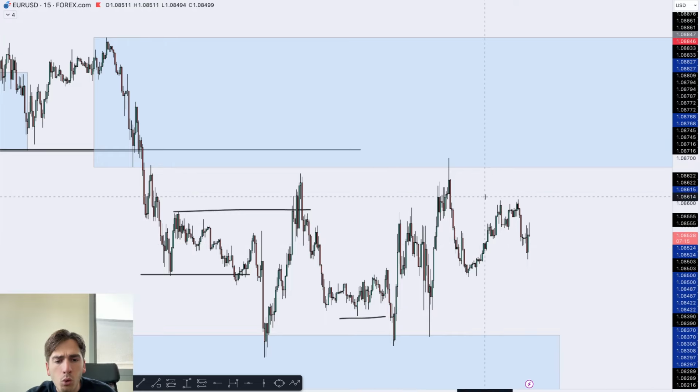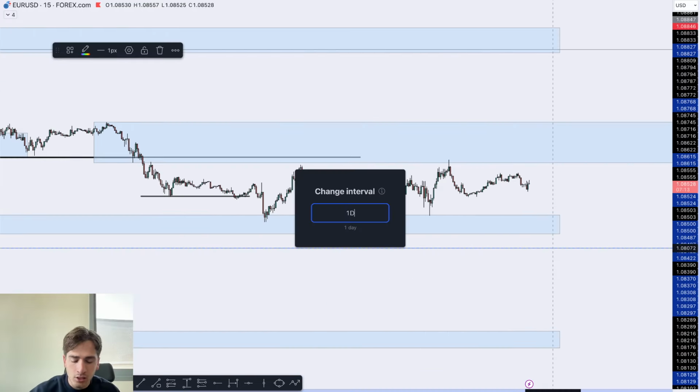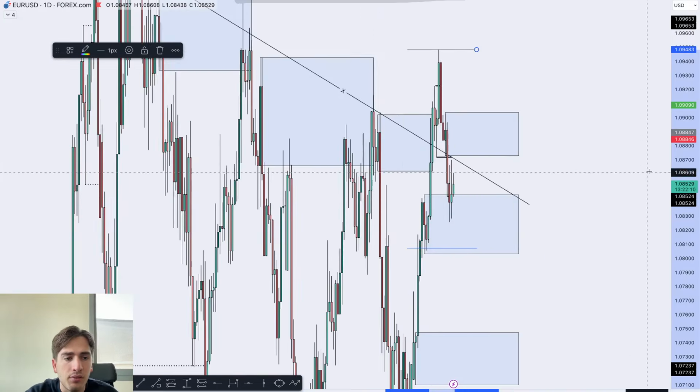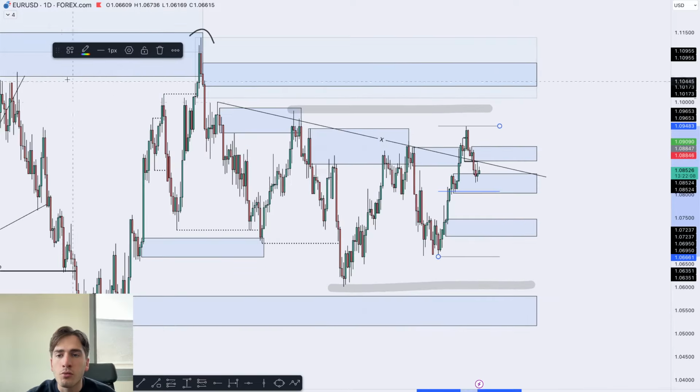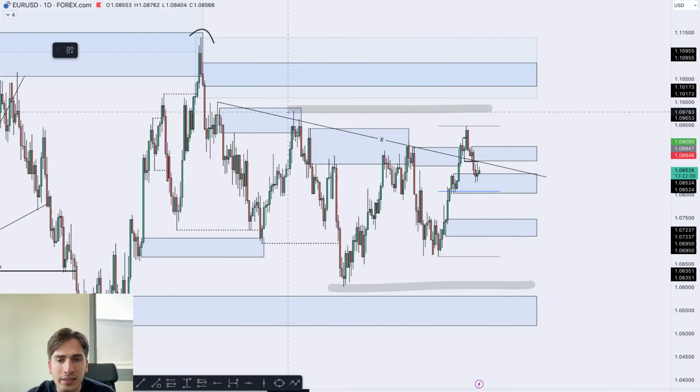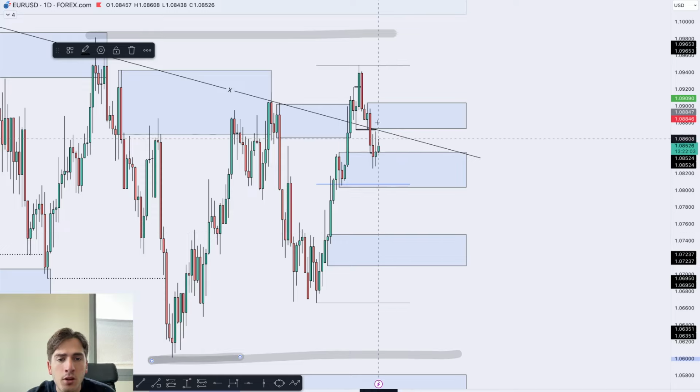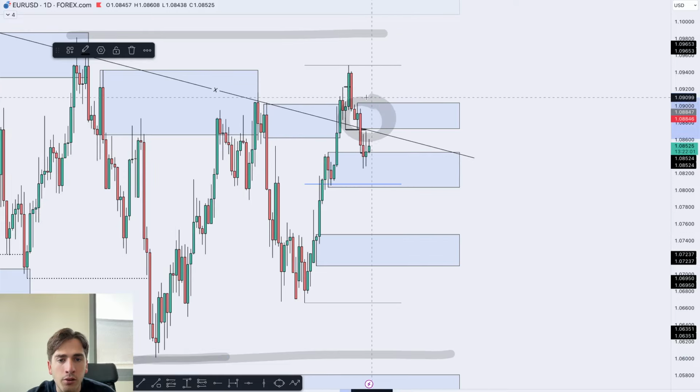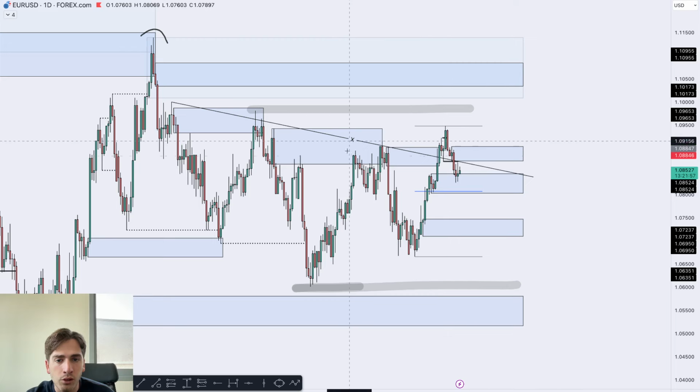Now, what I'm looking for is slightly higher price still if the 15 cooperates, because overall we are of course bearish, guys. As we can see, this is a swing high, this is a swing low, but we still have a fresh area of supply over here on the daily, which is untouched. So I would prefer to see it push in towards there before selling off.